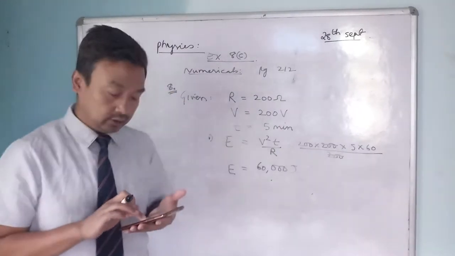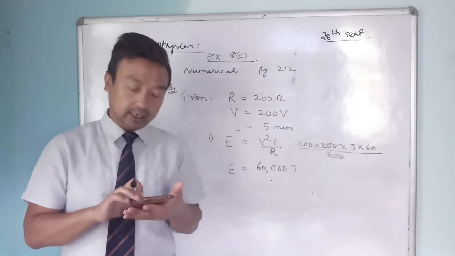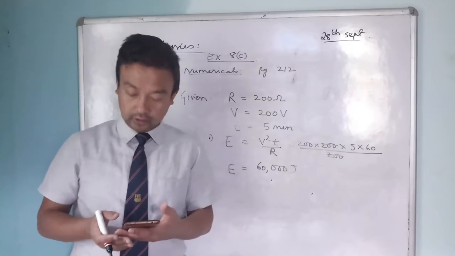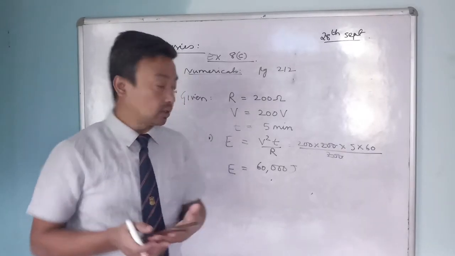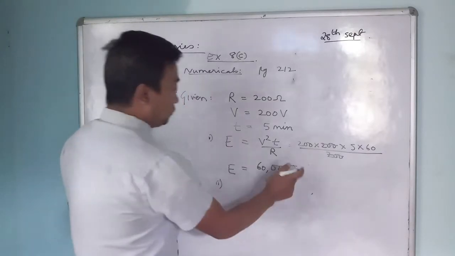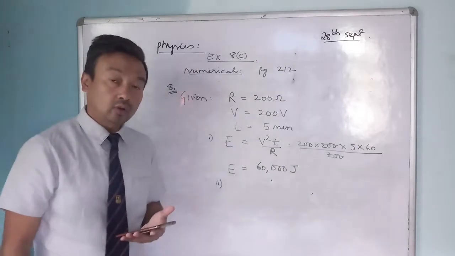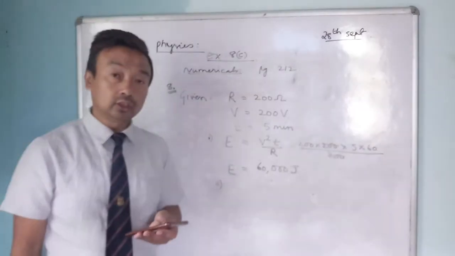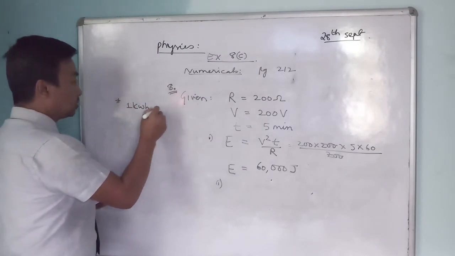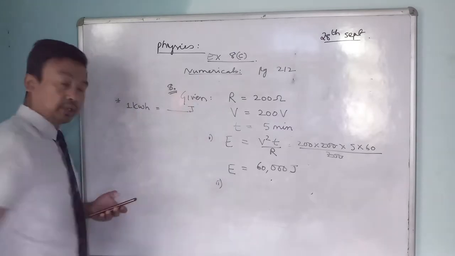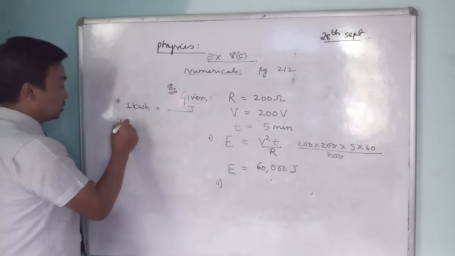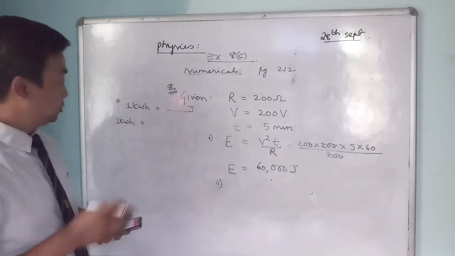You have to calculate the energy consumed by the appliance in joule. So joule is the SI unit of the energy. Now we have to find it in kilowatt hour, that is the commercial unit. So number 2. First of all, the commercial unit of the energy is kilowatt hour. There is a relation between 1 kilowatt hour and joule. I think I have discussed it already, but still I am going to derive it for you.